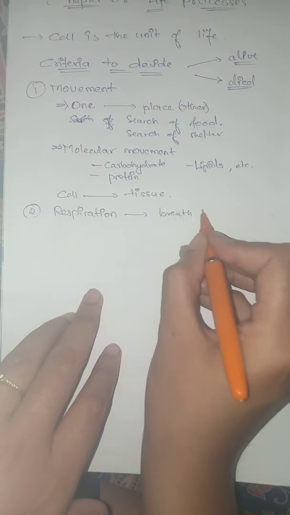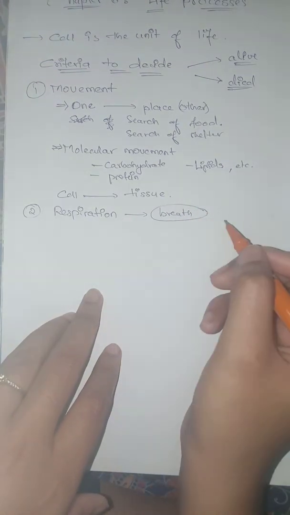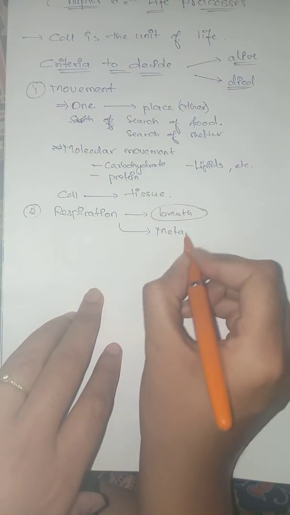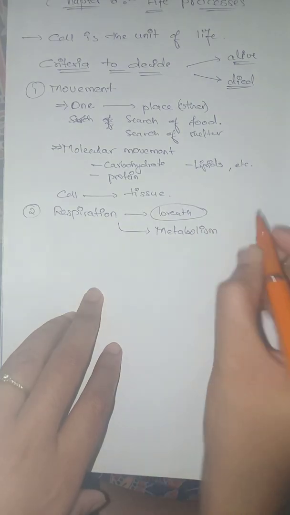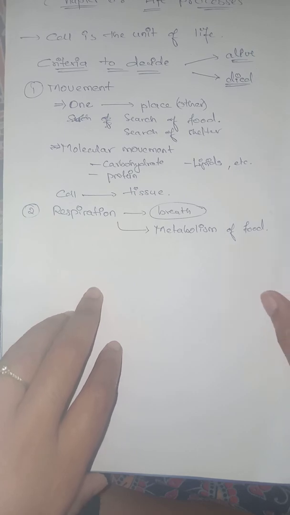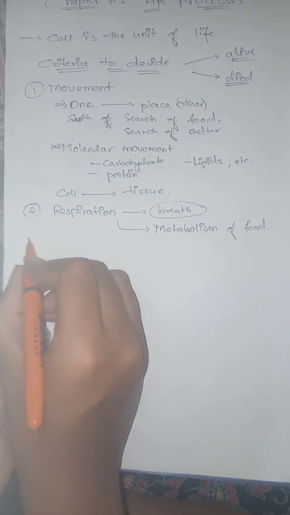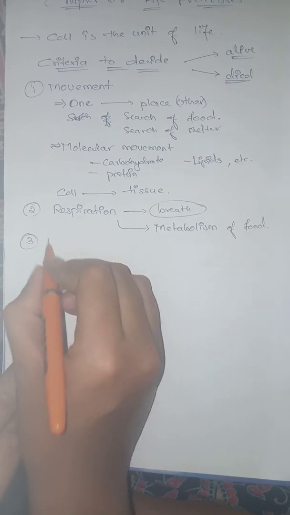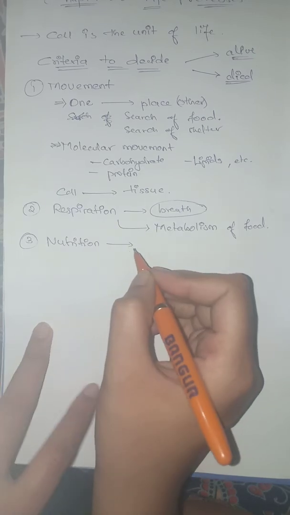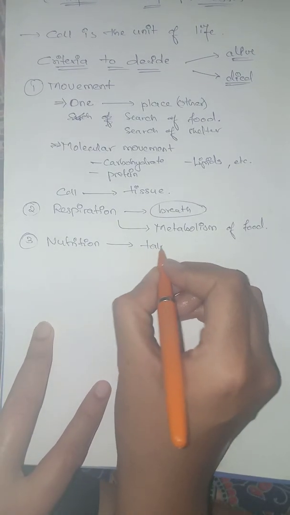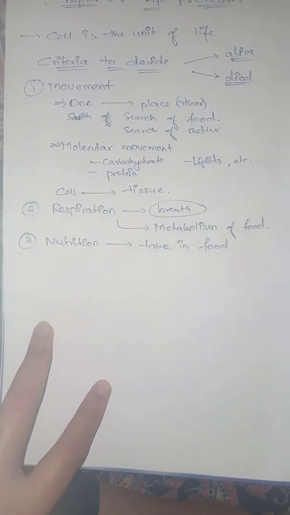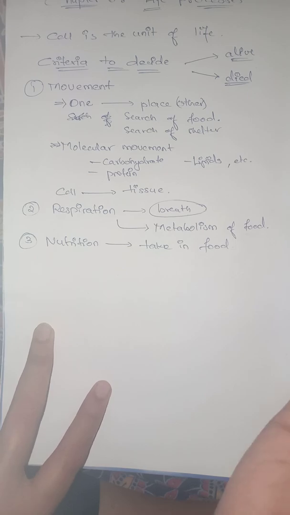Here it is not about, we are talking only about the breathing, that is the respiration, but here we are talking about the metabolism, right? The metabolism of food inside the body of an organism, right? And the next thing which you have, that is nutrition, right? Nutrition, that means if a person is living, he or she will take in food through different methods. That means they will eat or consume the food, right?